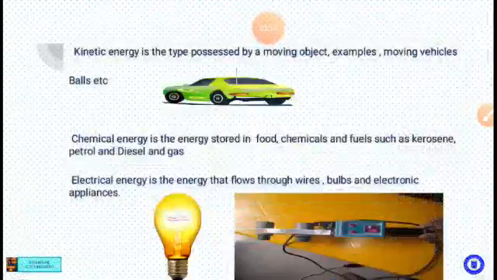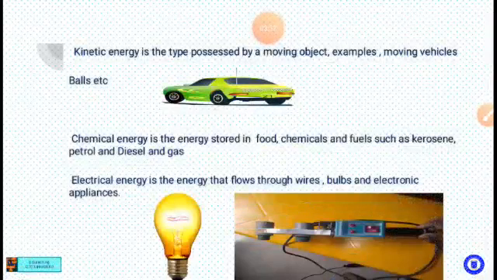Example, a moving vehicle. A vehicle that is on the move, the energy that enables that vehicle to move, be it from the house to the school or from the house to the market, is what we call kinetic energy. We also have a rolling ball. When you roll a ball on the floor, the energy stored inside of it that makes it move from one end to the other is called kinetic energy.